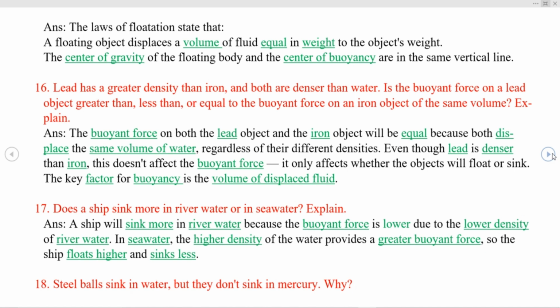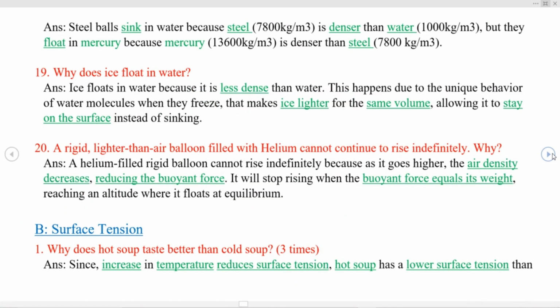Next question: steel balls sink in water but they don't sink in mercury. Why? Steel balls sink in water because steel is denser than water, but they float in mercury because mercury is denser than steel. Another question: why does ice float in water? Ice floats in water because it is less dense than water. This happens due to the unique behavior of water molecules when they freeze, which makes ice lighter for the same volume, allowing it to stay on the surface instead of sinking.